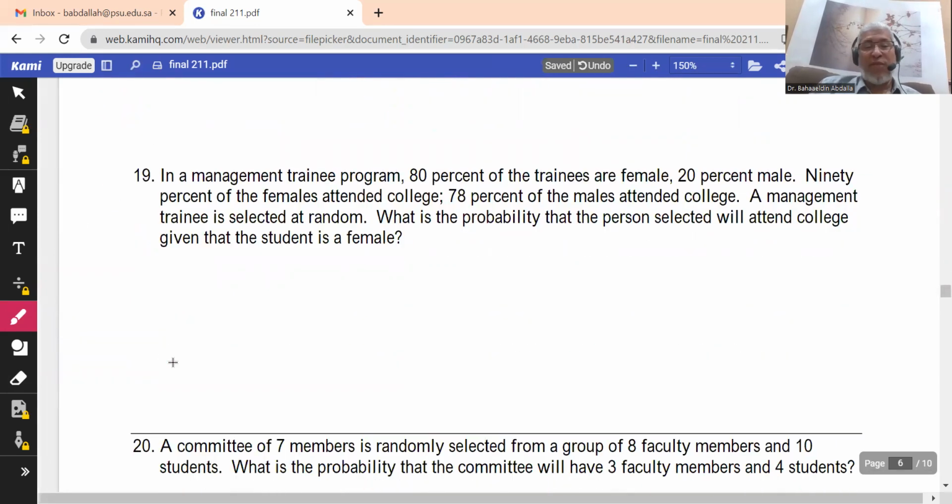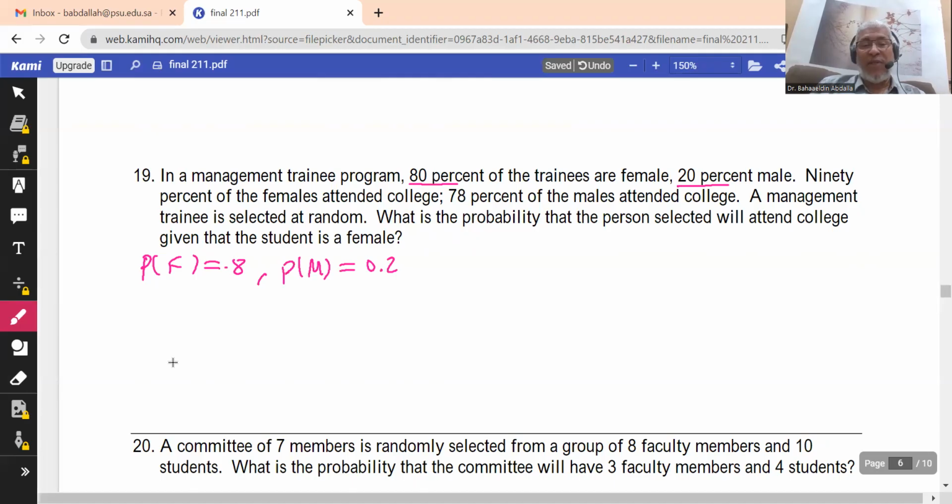In a management trainee program, 80% of the trainees are female. So we can say probability of females is 0.8. 20% are males, so probability of males is 0.2.